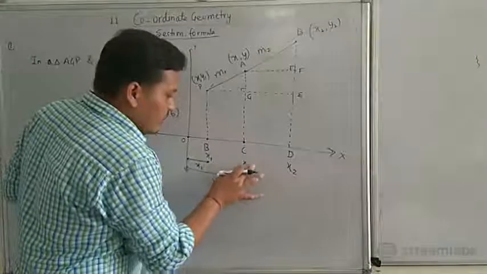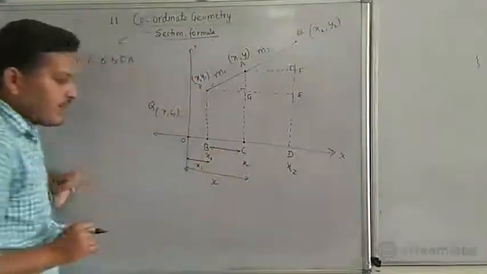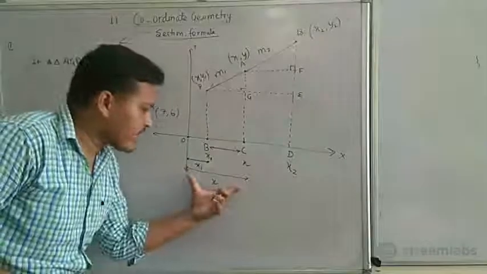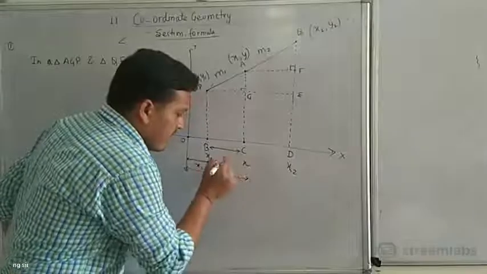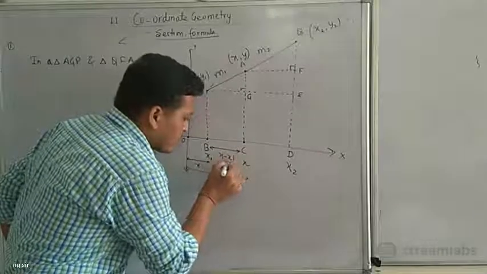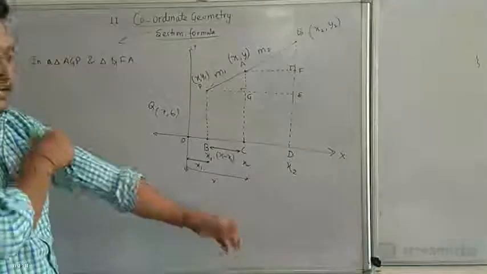So tell me, what is the distance between B and C? This total distance is x. This smaller part is x1. The remaining distance is x. Bigger is x, so x minus x1 is this distance. x minus x1. Is it clear?